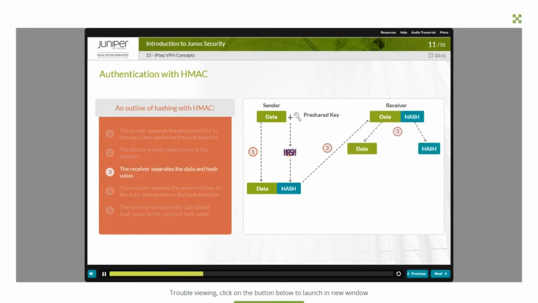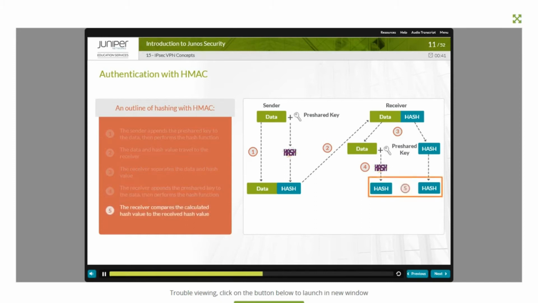The receiver separates the data and hash value. The receiver appends the pre-shared key to the data, then performs the hash function. The receiver compares the calculated hash value to the received hash value.